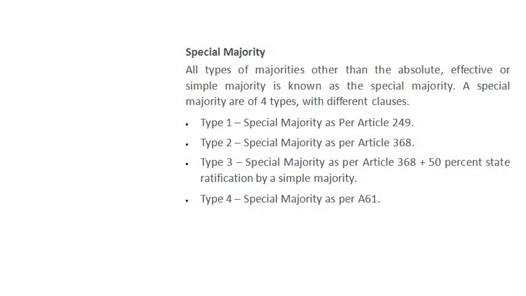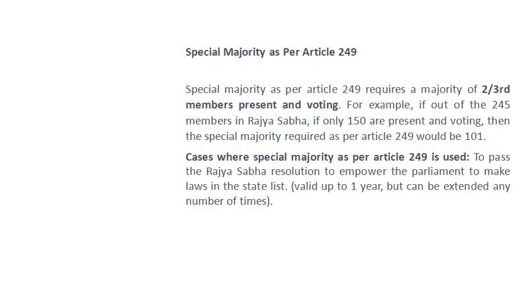Now comes the special majority. There are two types of this special majority given in the two articles, Article 249 and Article 368, and also in Article 61 and Article 368. We will be discussing them one by one. First one is the Article 249.